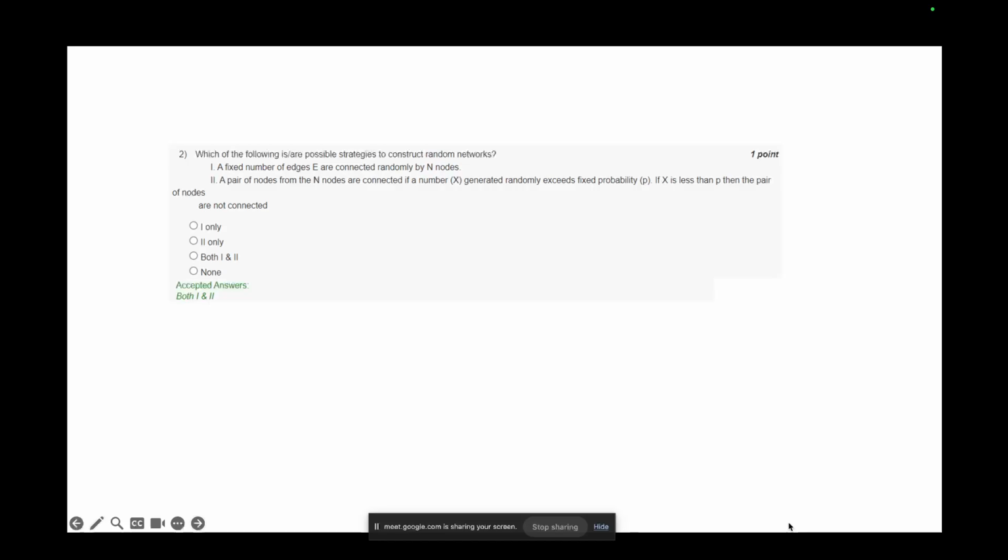Okay. So the answer is both one and two. The first one is simple: a fixed number of edges and a fixed number of nodes, and you're randomly connecting. That is by definition a random network. Now, a pair of nodes, where n number of nodes is fixed, is connected if a number x generated randomly exceeds a fixed probability p, and if x is less than p, then the pair of nodes are not connected. Yeah, this can be another strategy to generate a random network.